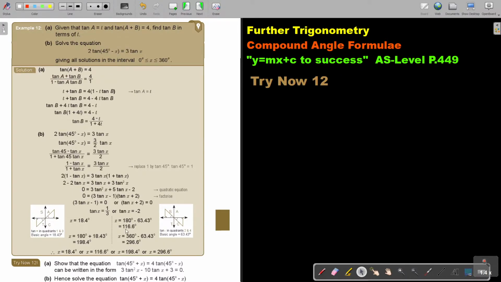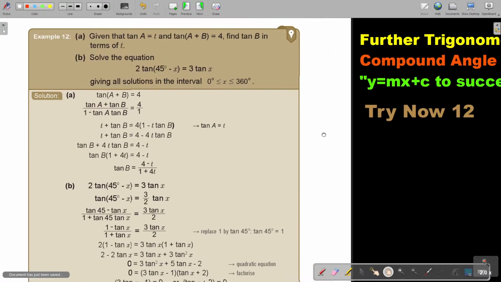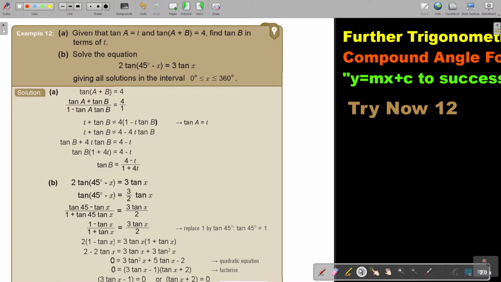Let's look at another example, and this is again a typical test or examination question. I'm just going to make it a bit bigger so that you can see better. Okay, let's start. Given that tan A equals t, this is very important, I'm even going to underline it, and tan(A plus B) is equal to 4. Find tan B in terms of t.